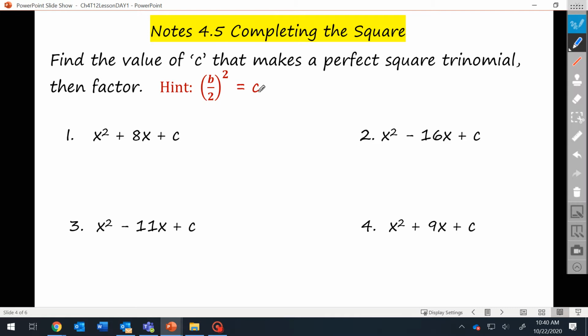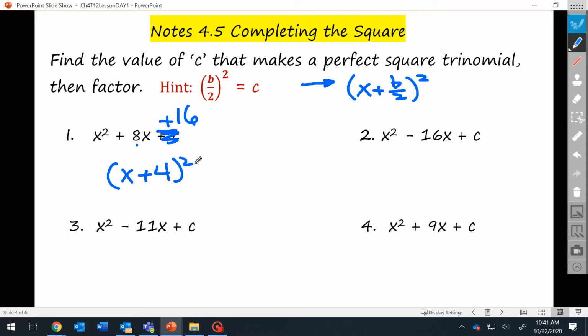Well, the key here is that if you take half of the b term and square it, that gives you your c term. And then it allows you to factor it into a perfect square, x plus b/2 squared. Both the factors would be x plus b/2. So first, let's figure out what the c is. We'll look at the b, take half of that, which is 4, and then square it. So we know that this needs to be plus 16 in order for this to be a perfect square trinomial. And we also know what it factors into, because we just need half of b, b/2. So it factors into x plus 4 squared.